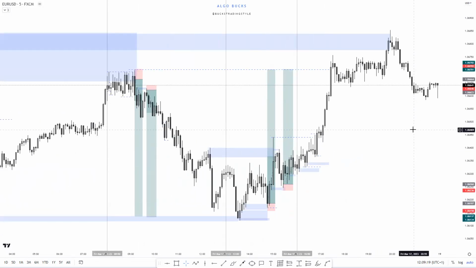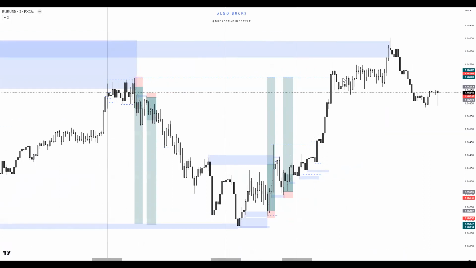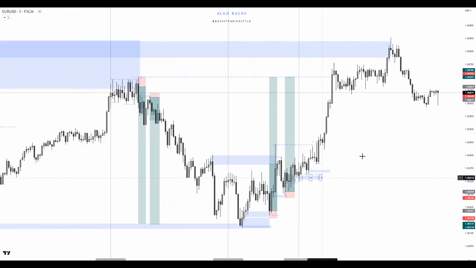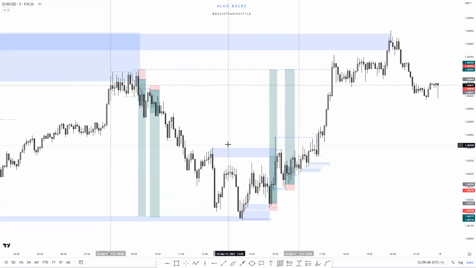Okay, my question is based on refined demand or refined supply zones. I think it was on the 17th of March, yesterday, Friday, at 12 p.m. Nigerian time. Somewhere around here.